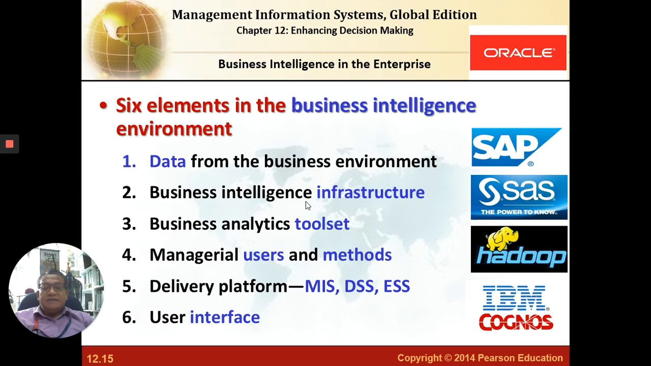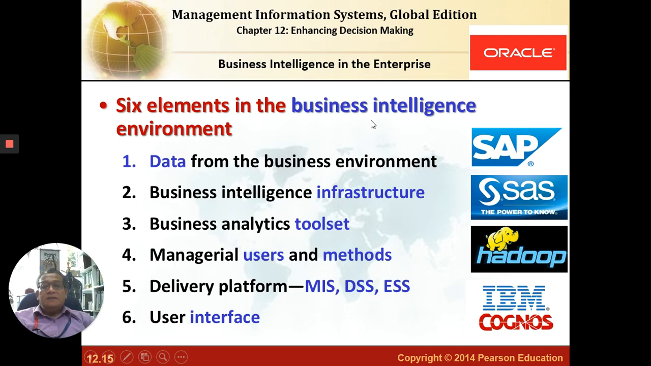So business intelligence in an organization, normally you can analyze it using many types of software. For example, Oracle, SAP, SAS, or Hadoop, or even Cognos by IBM. So these are all software to execute business intelligence in the organization.